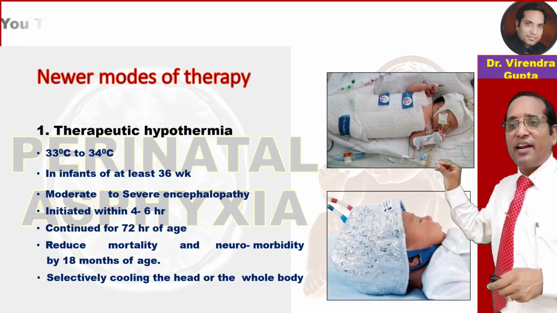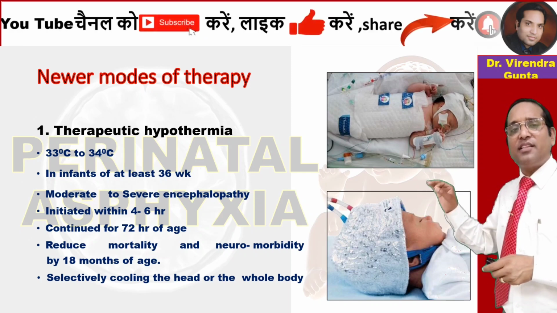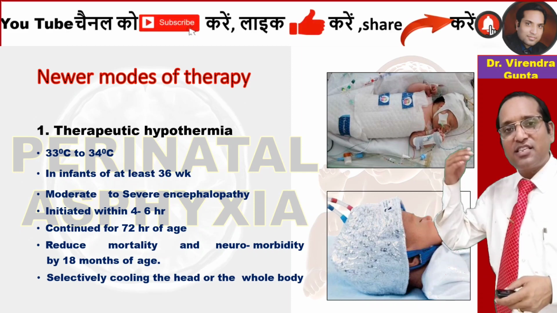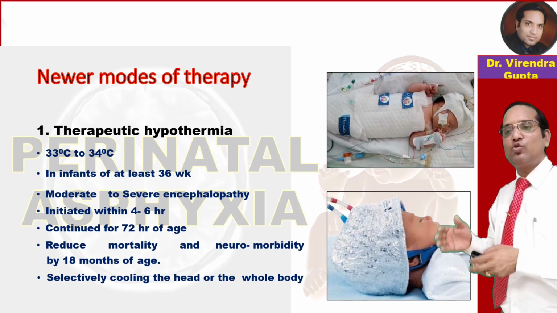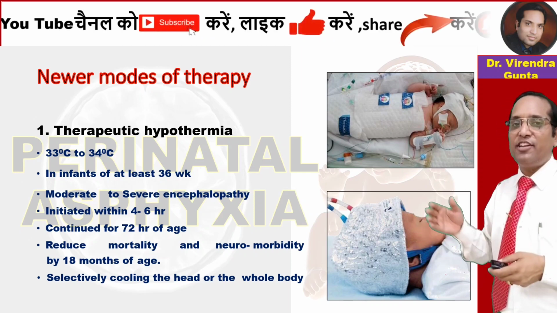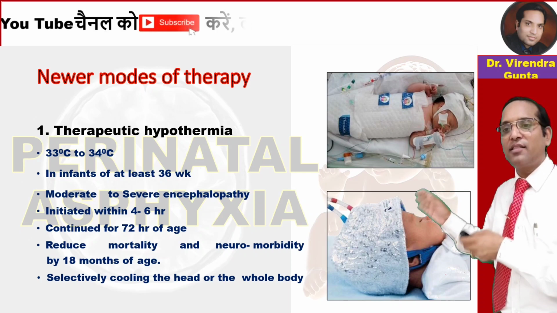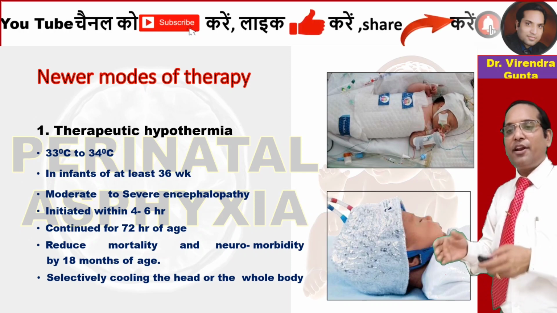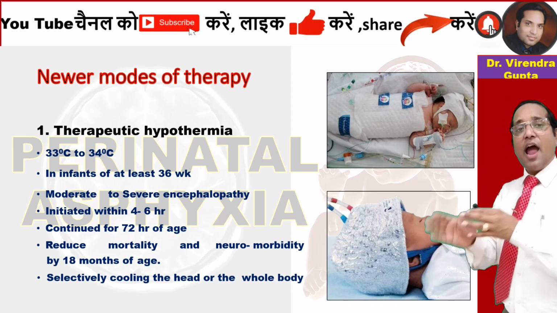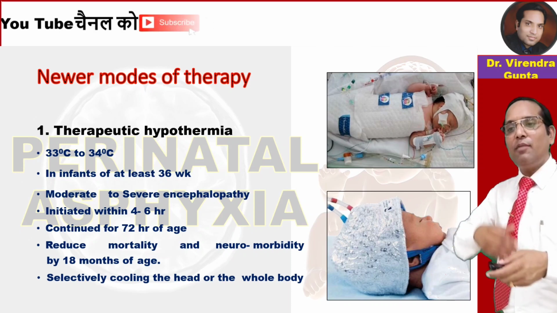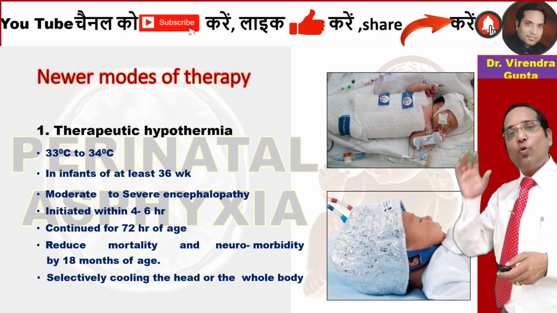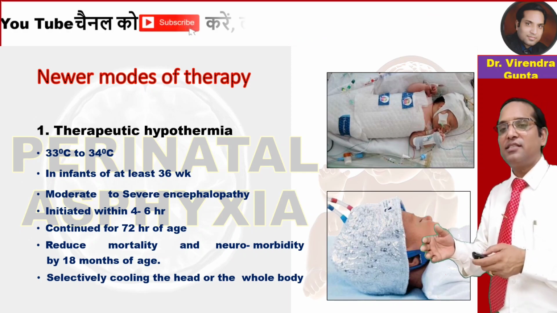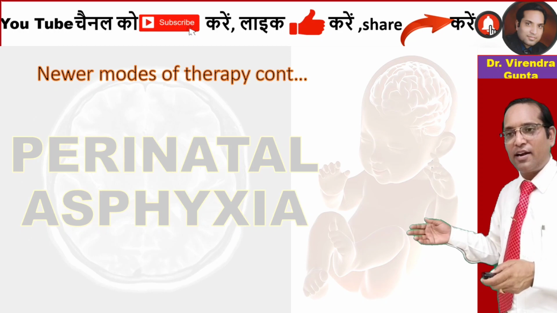There are some newer modes of therapy. Therapeutic hypothermia is the only recommended treatment for perinatal asphyxia, at a temperature of 33 to 34 degrees centigrade, in infants of at least 36 weeks of age with moderate to severe encephalopathy. It should be initiated within 4 to 6 hours after birth and continued until 72 hours of age, and it reduces mortality and neuromorbidity by 18 months of age. Selective cooling of the head and whole body cooling can be done by different methods such as the Mira cradle or alternative methods.